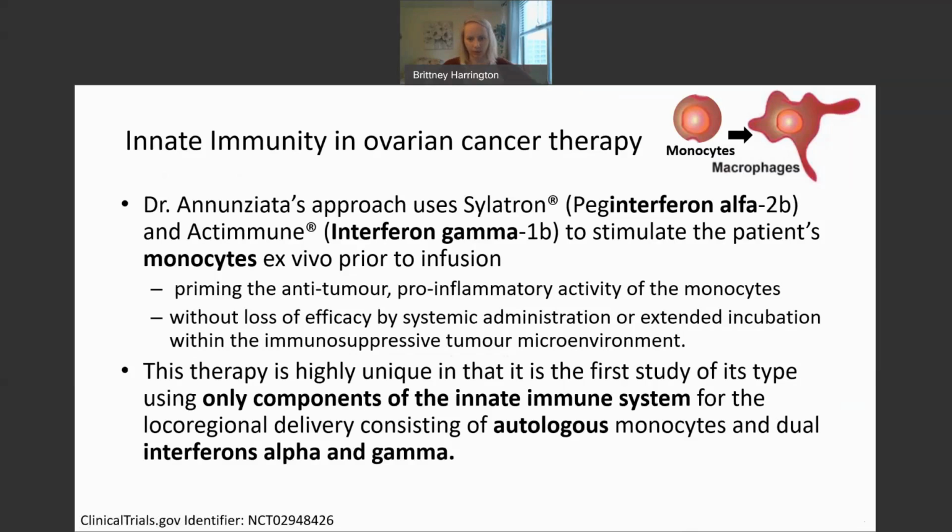And this is a unique approach in cancer therapy, immunotherapy, because it only uses the innate immune system. It doesn't rely on T-cell therapy or dendritic cells and so on, or antigen presentation. And it also uses the patient's own monocytes, so autologous monocytes from the patient, stimulated with these interferons to cause an anti-tumor response. So this trial has concluded, and they're moving on to the dose escalation phase. So it's been successful in its phase 1.